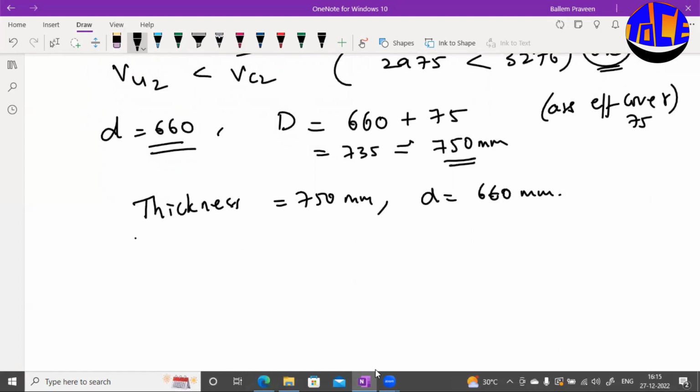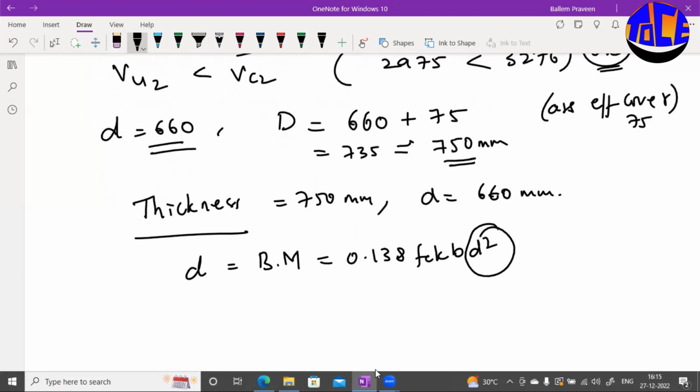And remember, in case you are finding this effective depth D using the bending moment, that is 0.138 fck bd square, using this value, the result will be very less. That's the reason you have to take twice of this value, or more than twice of this value.